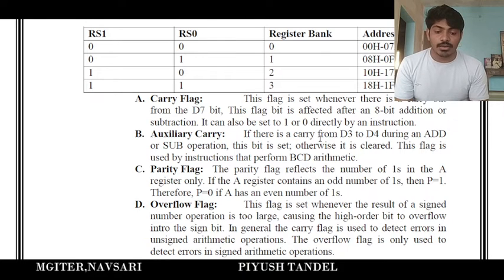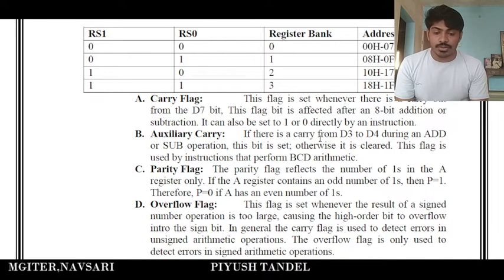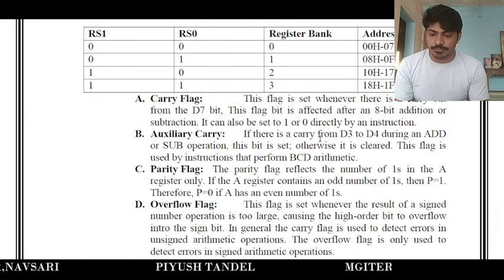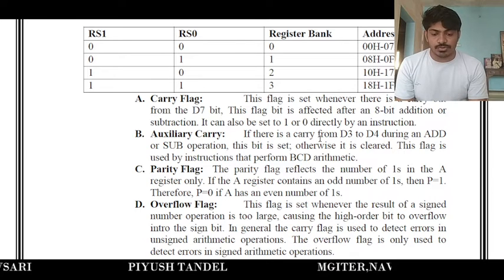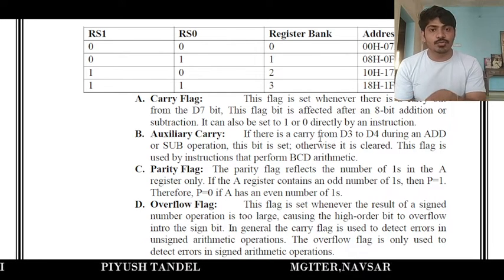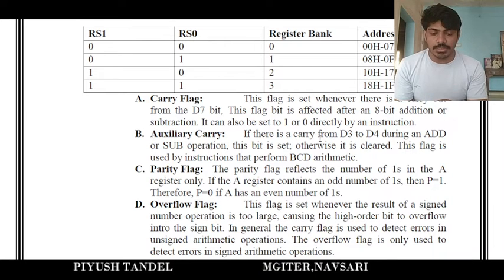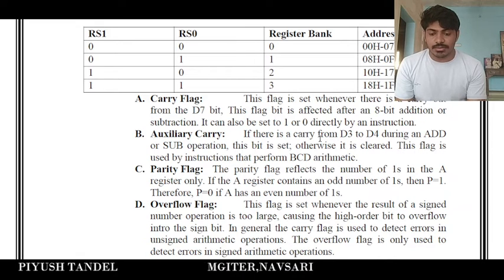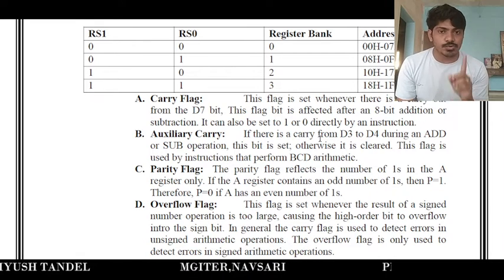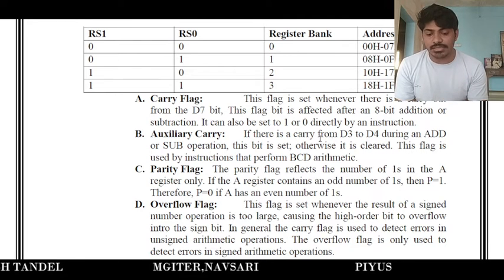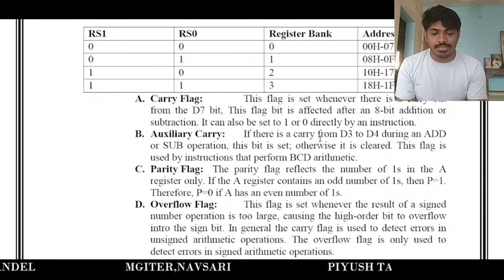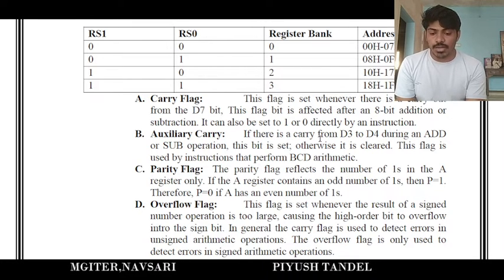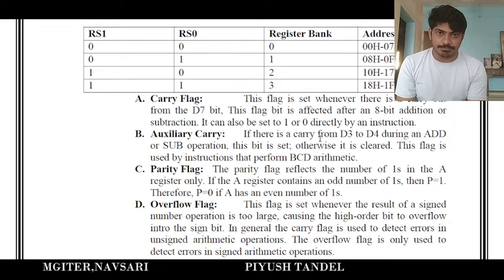Next thing, that is the auxiliary carry. So if there is a carry from D3 to D4 during the ADD, ADD it means addition, or subtraction operation, this bit is going to be set. So whenever the carry is from D3 to D4 during the addition or subtraction, this bit is going to be set. Set means it is going to indicate 1, and reset means it is going to indicate 0. So set means 1 and otherwise it is cleared, and this flag is used by instructions that perform BCD arithmetic.